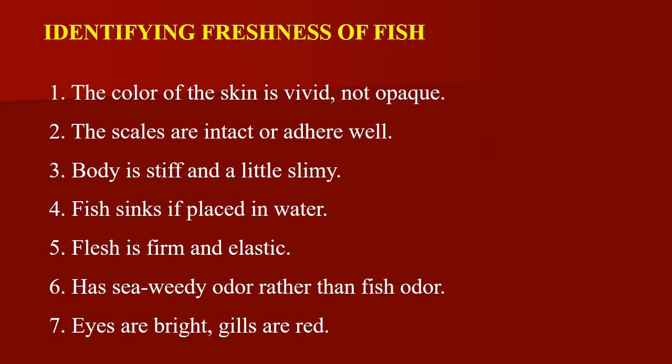Here once again we will see the summarized important indicators of freshness of fish. The color of the skin is vivid and not opaque. The scales are intact and adhere well. The body is stiff and a little slimy, so there will be stiffness or firmness of the body or muscles. And fish sinks if placed in water. If we put the fish in water, it will sink. And the flesh is firm and elastic, so there will be firmness and strength.